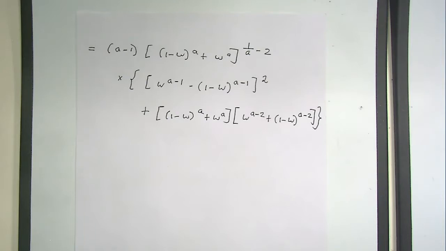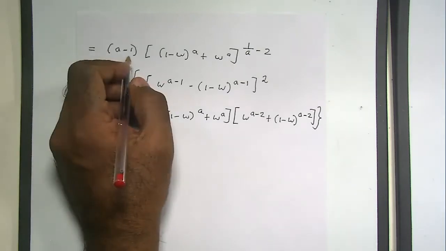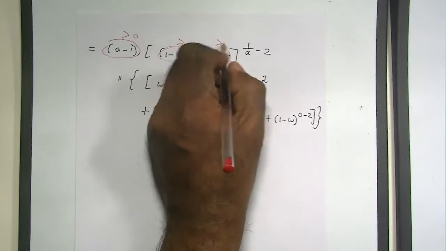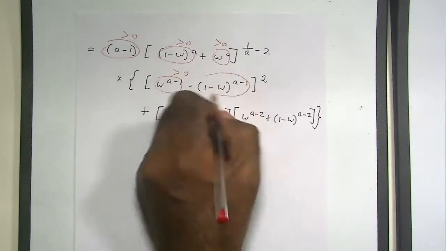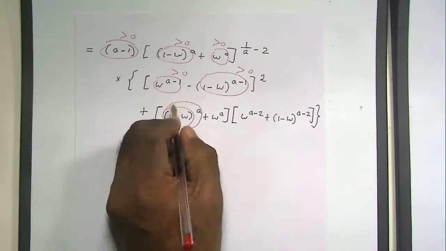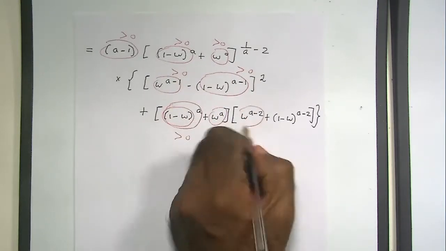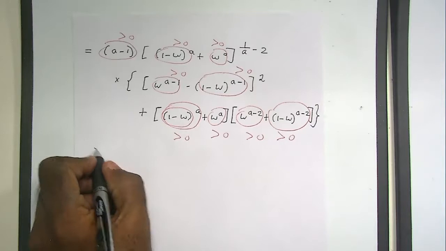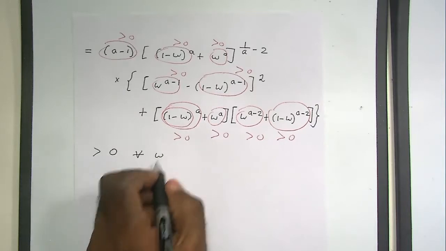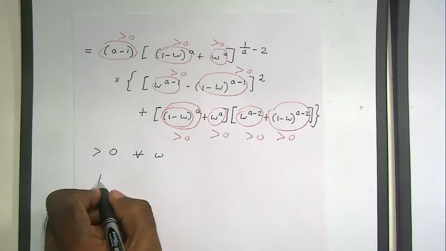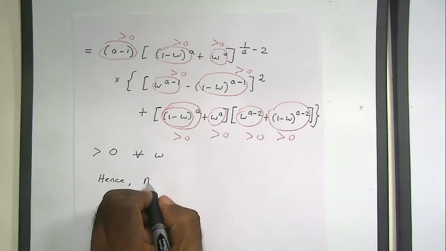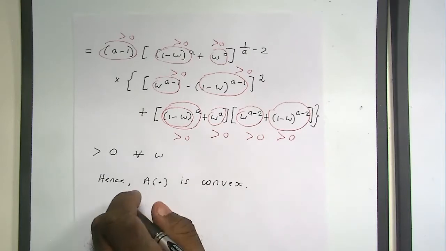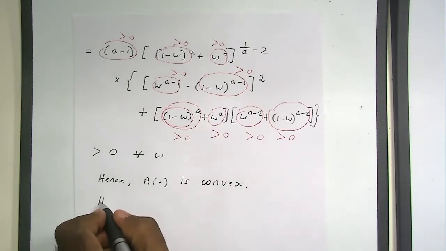All right. So let's see how we can show. Now, if we assume that a is greater than 1, then this guy is positive. This is positive. This is positive. This is positive. This whole thing is positive. This is positive. This is positive. And this is positive. So hence this must be positive for all w. Right? Okay, so hence the function is convex.